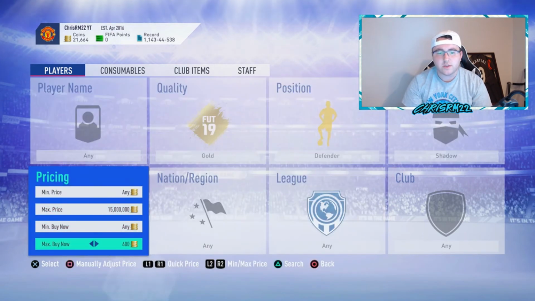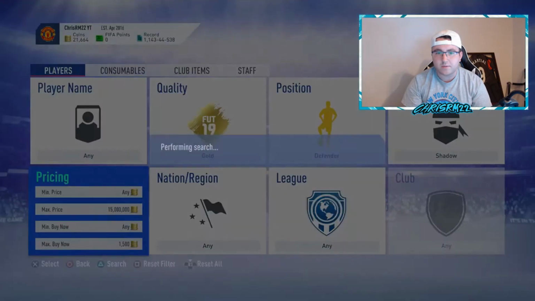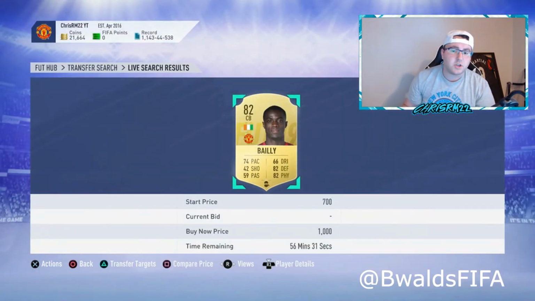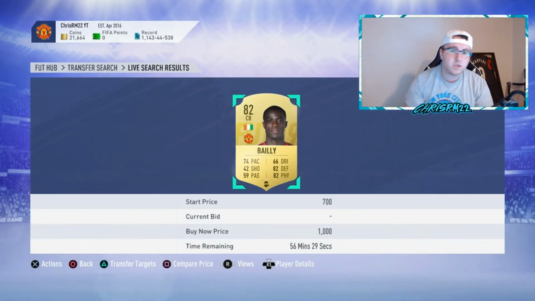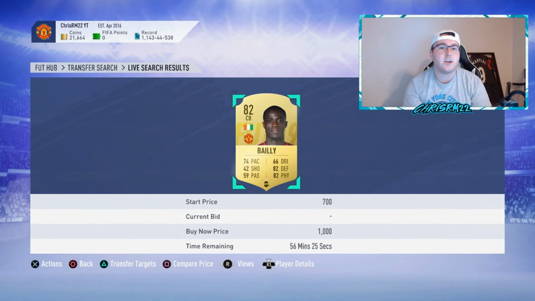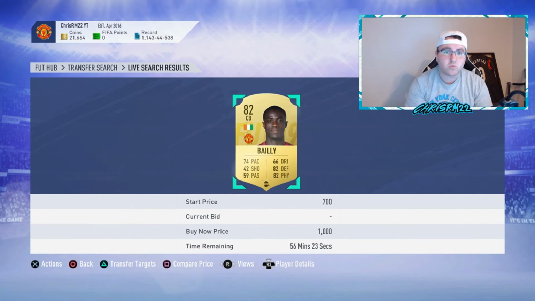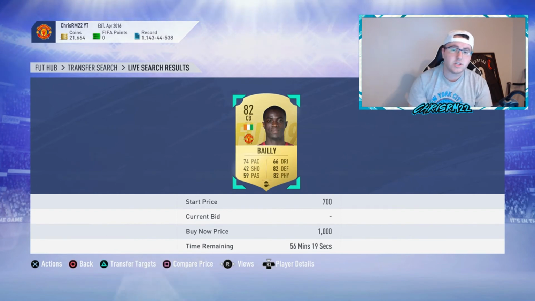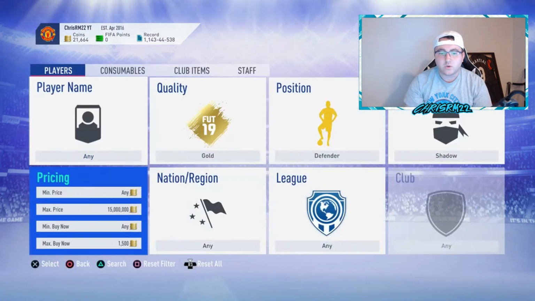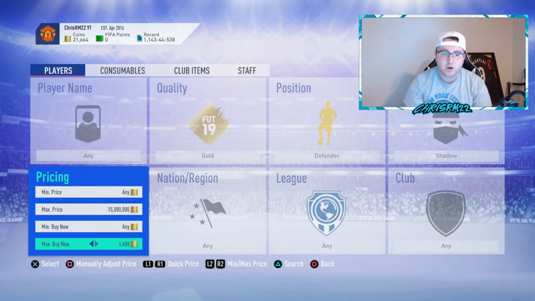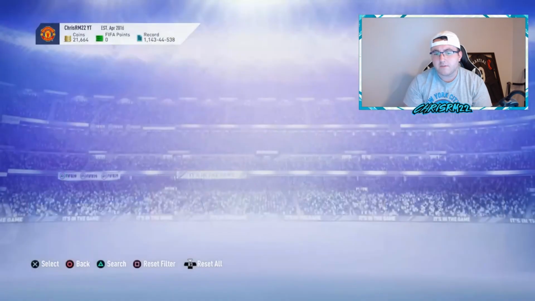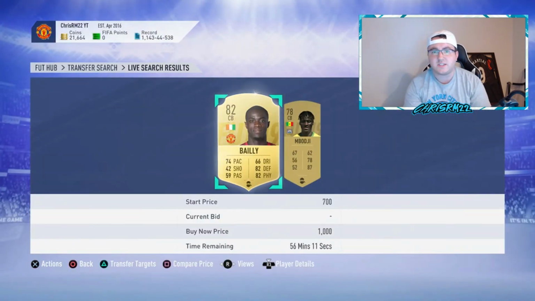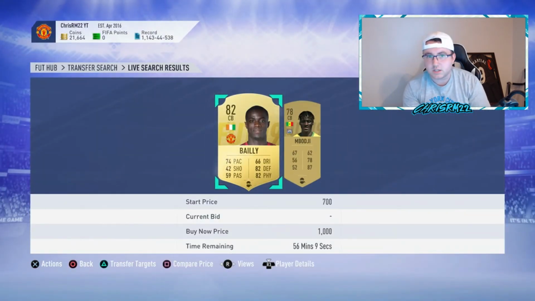The reason why these 2 filters are really good, and one of my friends taught me this method, is because, for example, somebody will list an Eric Bailly up at 700 or 800 coins or whatever his value is at the time, but they won't realize that they have a shadow chem style on that card. So you can look at the cheapest one on the market, and you can set a filter. So like defenders and shadow, obviously Bailly is up there. But if, for example, the cheapest one on the market is 1,600 coins, you could realistically flip this Bailly.